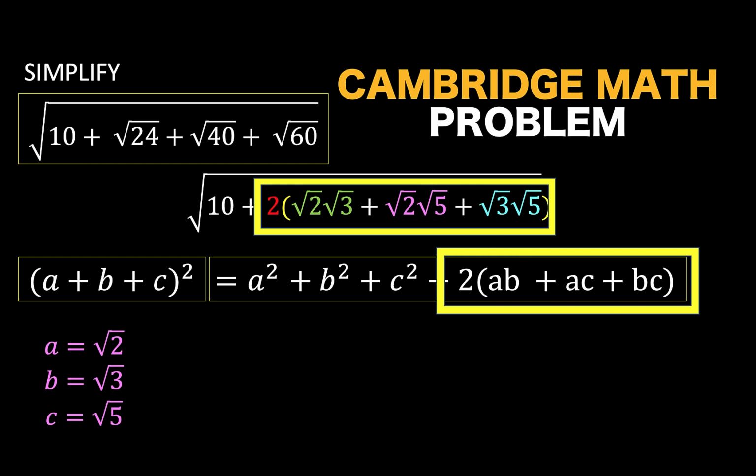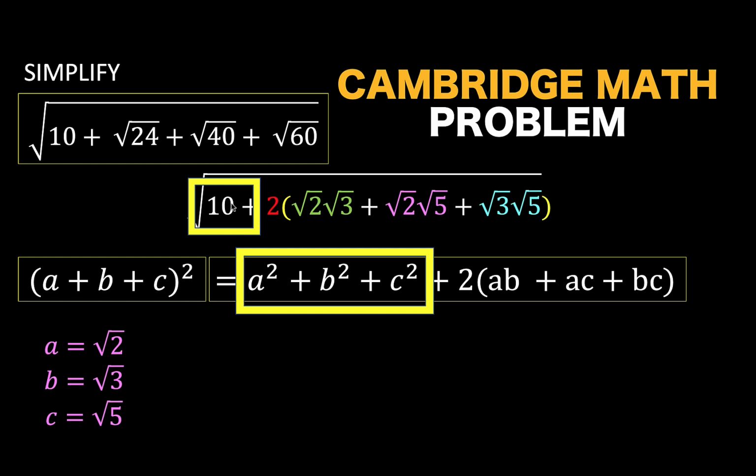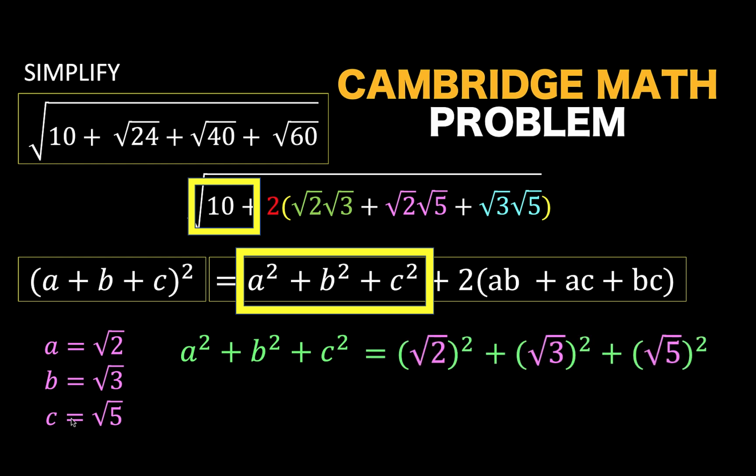Now our next task is to show that this 10 is equal to a squared plus b squared plus c squared. And if we can do that, then this original expression can be written in the form the square of a plus b plus c. And since we know a equals square root of 2, b equals square root of 3, and c equals square root of 5, then we'll be able to find the simplified form of the given expression. So how can we prove that a squared plus b squared plus c squared is indeed equal to 10? That's easy. Let's take this a squared plus b squared plus c squared, and substituting these values for a, b, and c, we arrive at this part.